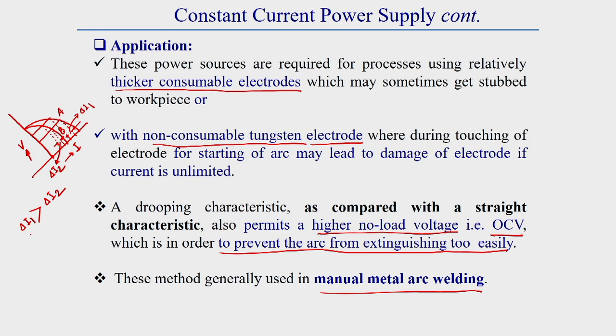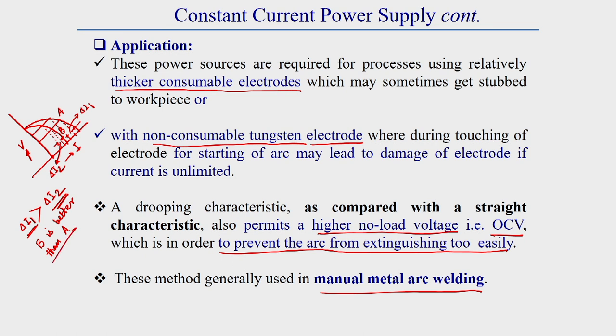So in case of curve B, there is less change of current by changing the same amount of voltage. That is why curve B will provide us better control of melting rate compared to curve A. So B characteristic is better than A. Here the B power source is better than A.